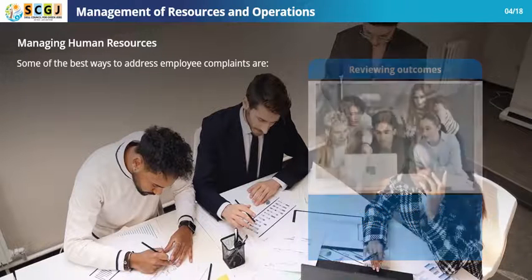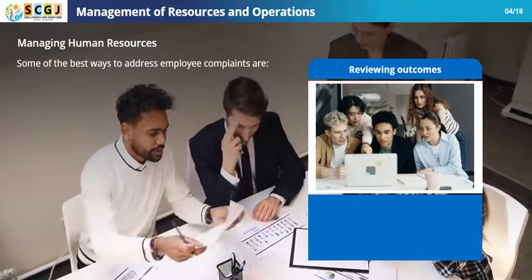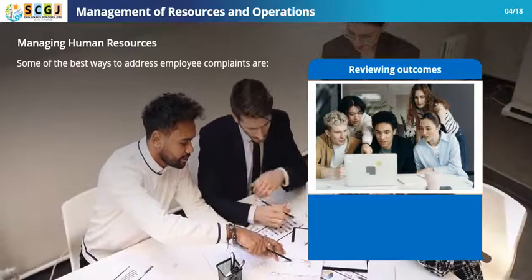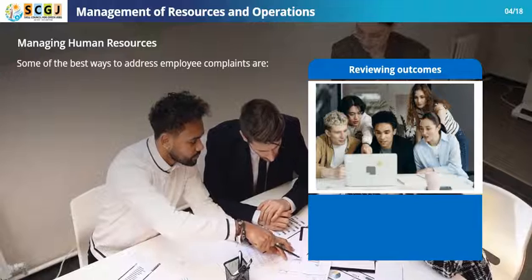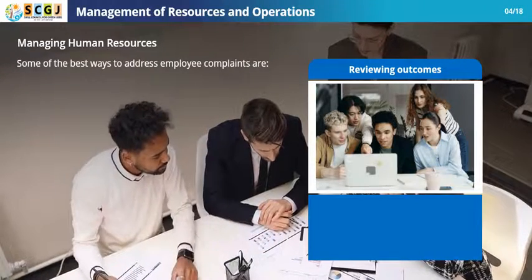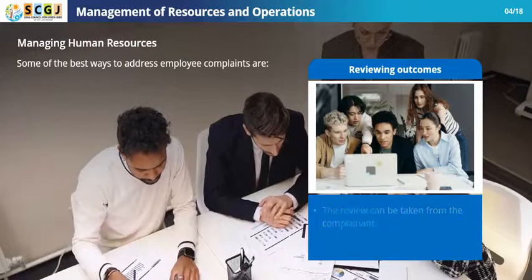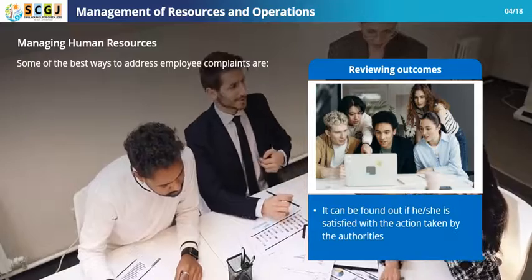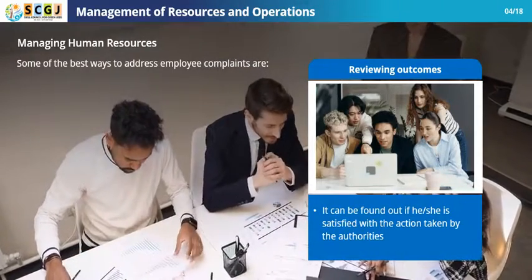4. Reviewing outcomes. After addressing the complaints and punishing the guilty ones, the time is to review whether the action taken by the company is effective or not. The review can be taken from the complainant. It can be found out if he or she is satisfied with the action taken by the authorities.